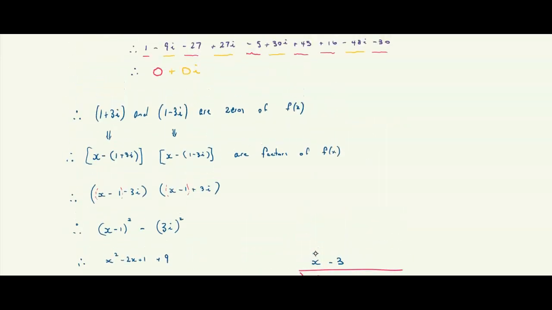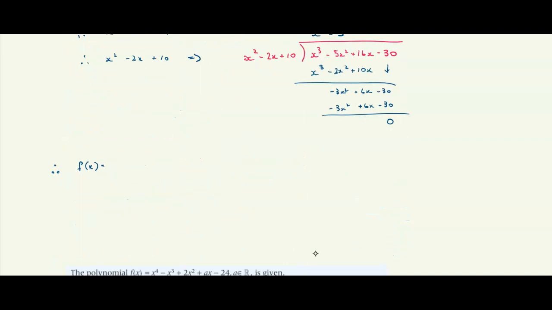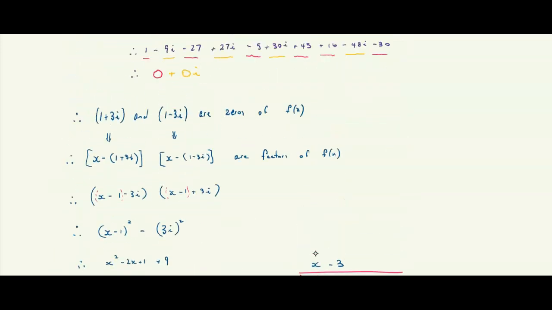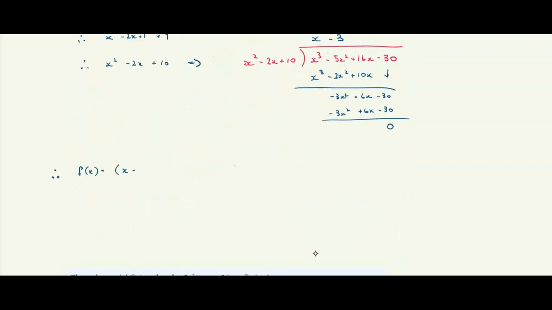So therefore, my f of x is equal to, in factored form, x minus 1 plus 3i, that's one of my zeros, x minus 1 minus 3i, and x minus 3. Now the product of those two gave me that quadratic, which on division gave me my final factor.